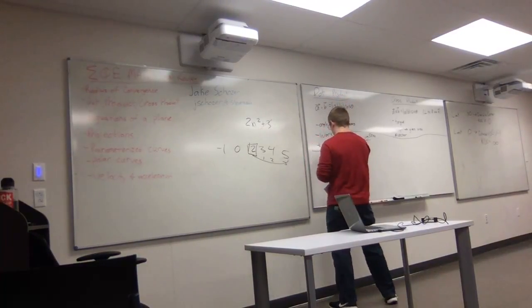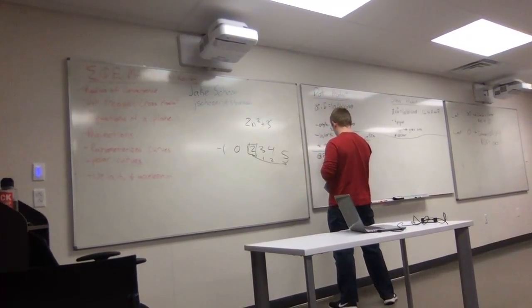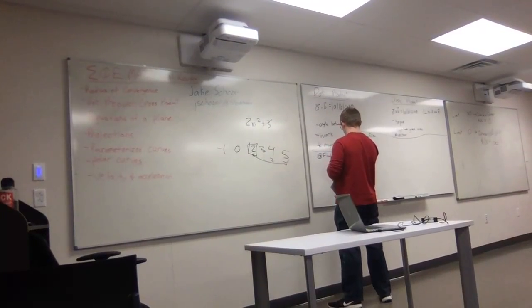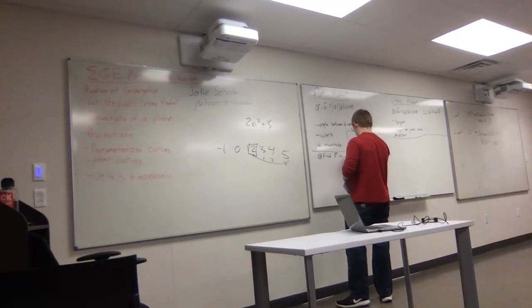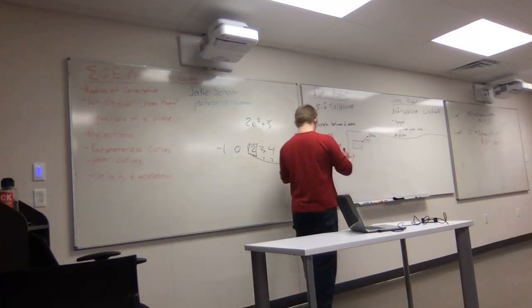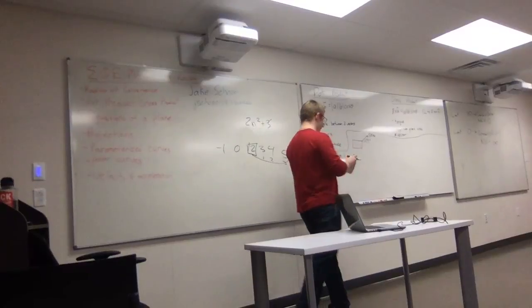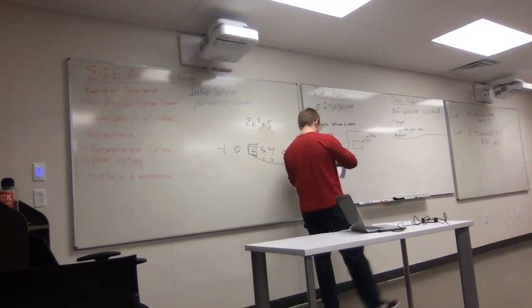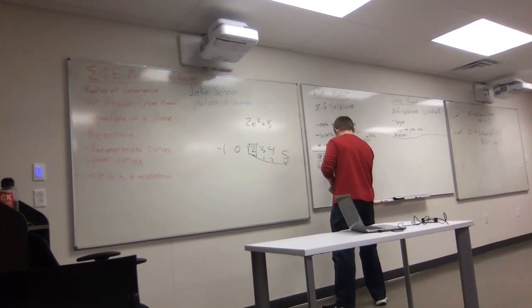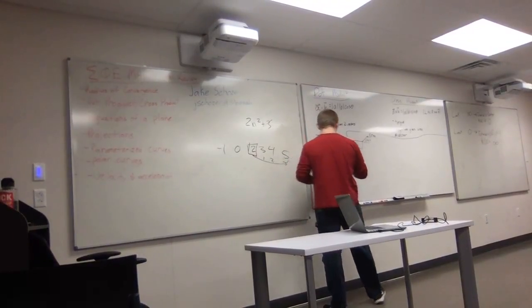So A says find F in I and J. Part B said if the child pulls the wagon a distance of 10 meters, so we go 10 meters, what is the work?